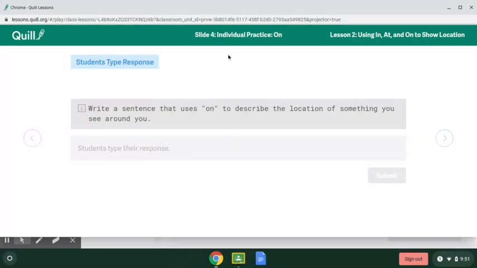So also we would use on. Also we would use on when we're talking about something being on a surface. So that could be on a shelf, on a desk, on a table. If there's something underneath the object supporting it, then that would be on as well. So a person can be on the ground, right?